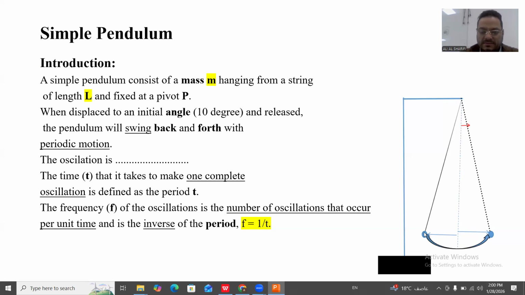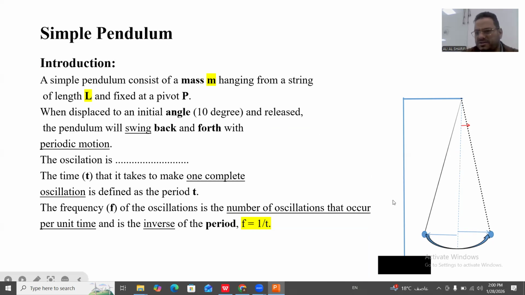and it will be somewhat less because it's acted on by two forces. First one, the frictional force, air friction. Second one is the gravitational force, okay? The pendulum will swing back and forth with periodic motion.